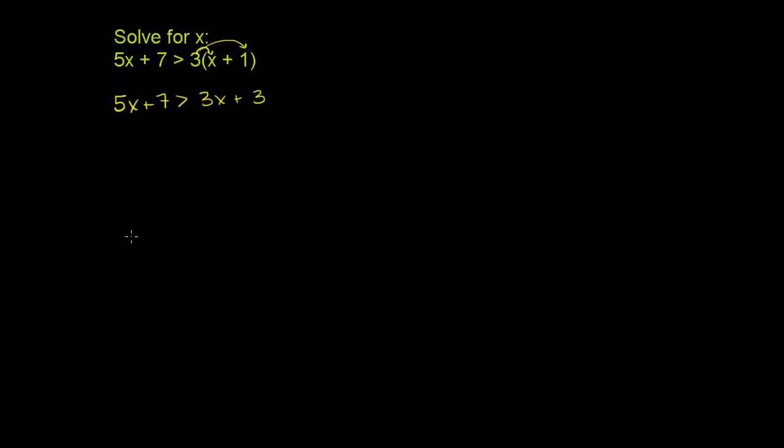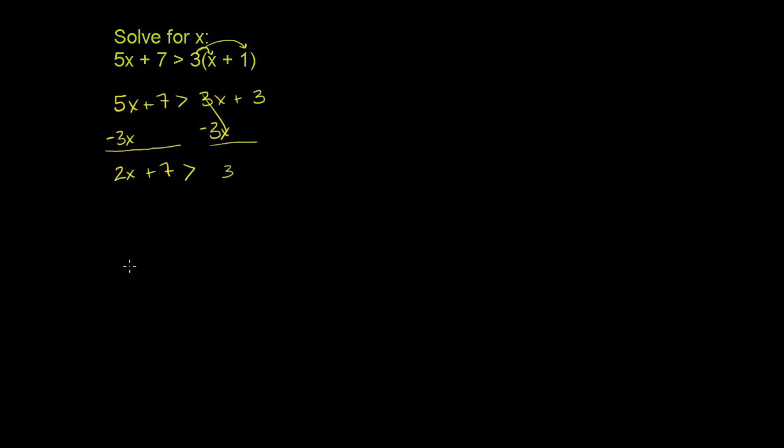Now, if we want to put our x's on the left-hand side, we can subtract 3x from both sides. That'll get rid of this 3x on the right-hand side. So let's do that. Let's subtract 3x from both sides. And we get, on the left-hand side, 5x minus 3x is 2x plus 7 is greater than 3x minus 3x. Those cancel out. That was the whole point behind subtracting 3x from both sides. Is greater than 3.